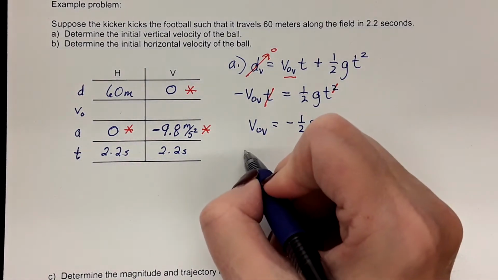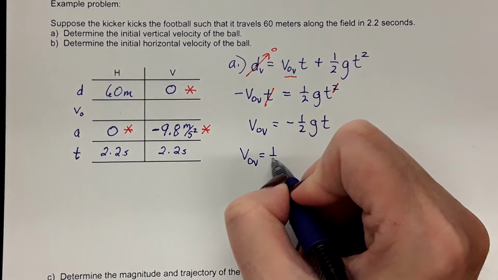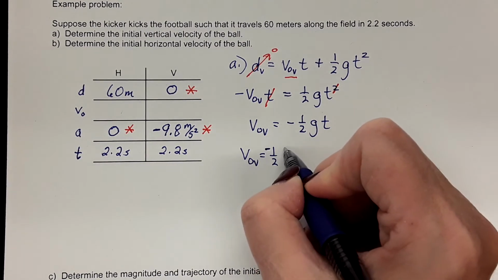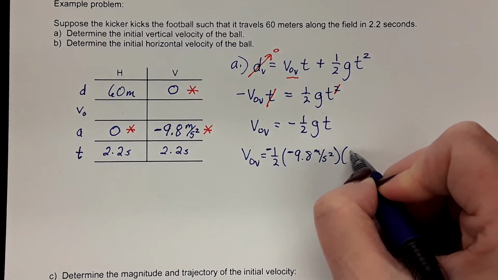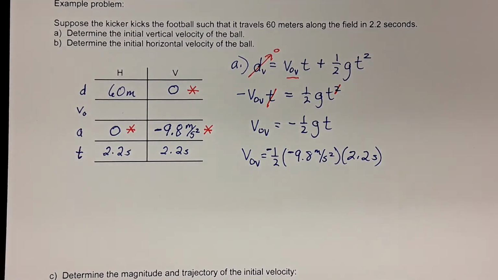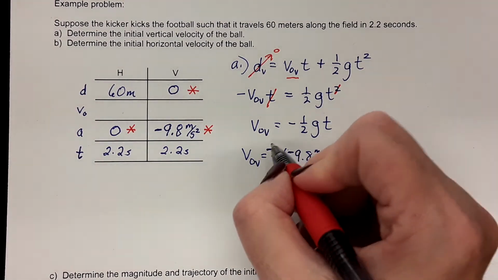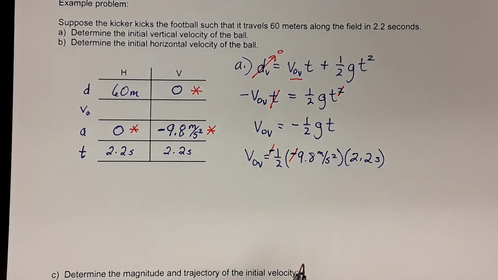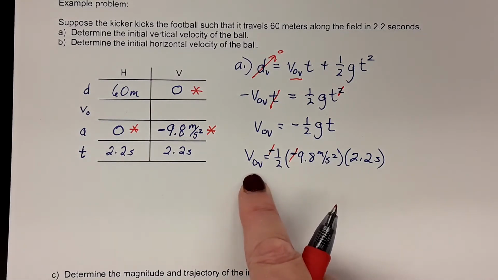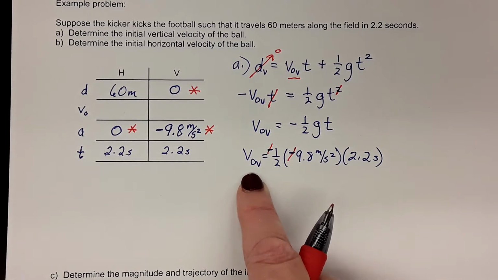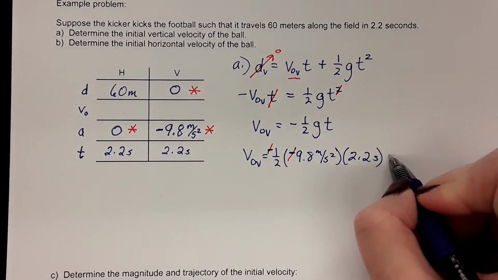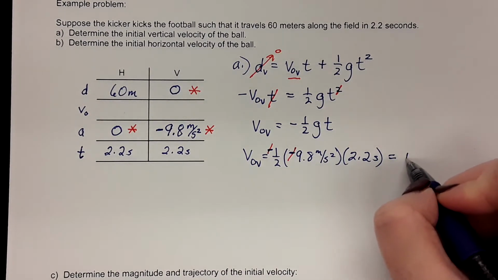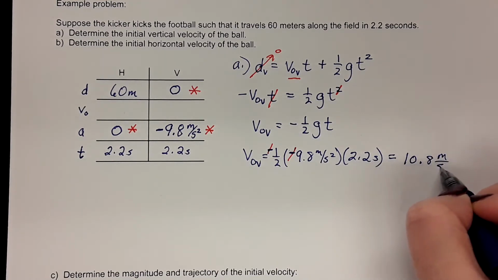All right, so now we can plug and chug. So we get negative 1/2 times negative 9.8 meters per second squared times 2.2 seconds. Now look what happens to the negatives. A negative times a negative is a positive, which makes sense because which way does the initial vertical velocity point when the ball leaves the kicker's foot? It points up, and we've been taking up to be positive, so we're getting a positive. That's good. All right, so now stick that in your calculator, and you should get 10.8 meters per second.